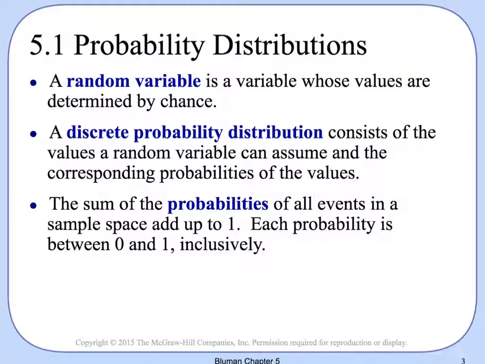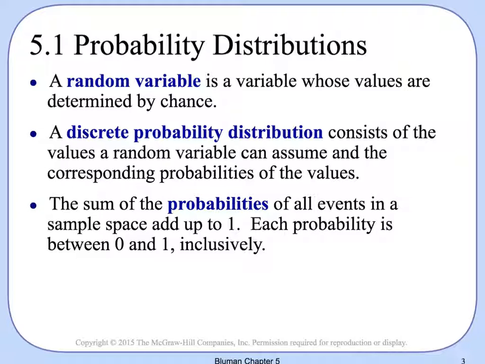Okay, so a random variable is a variable whose values are determined by chance. Okay, that makes sense. We have these random variables that we deal with in statistics. But a discrete probability distribution consists of the values of a random variable that can assume the corresponding probabilities of the values. So I know that's a little bit wordy, but basically it has random variables. So we're going to have a variable, and those variables will be discrete numbers, okay, separated, countable, and we're going to also record their probabilities.